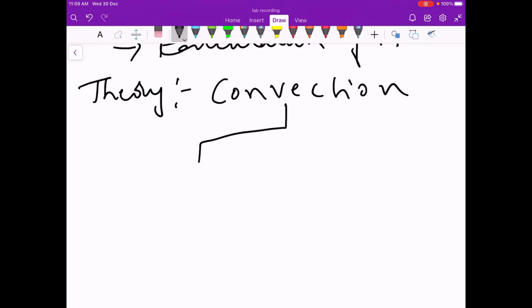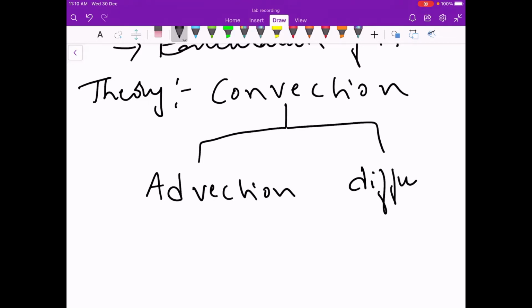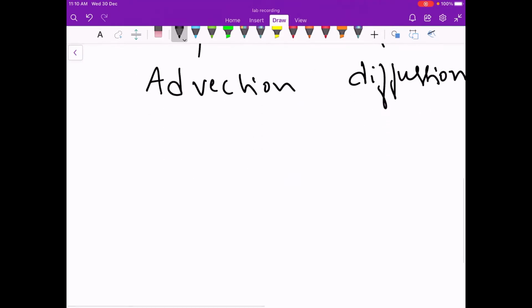Convection consists of two processes. One is advection, another one is diffusion. That means to say convection heat transfer is a combination of advection plus diffusion of molecules. So let me just give you an example.